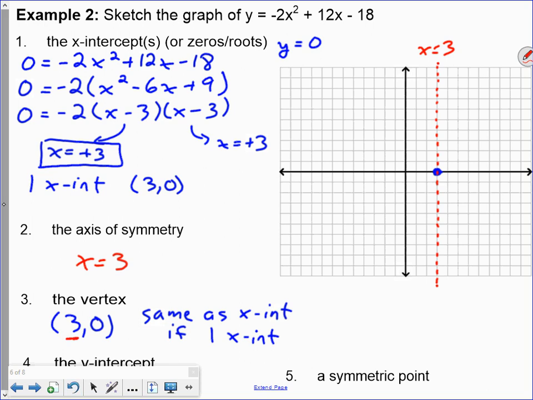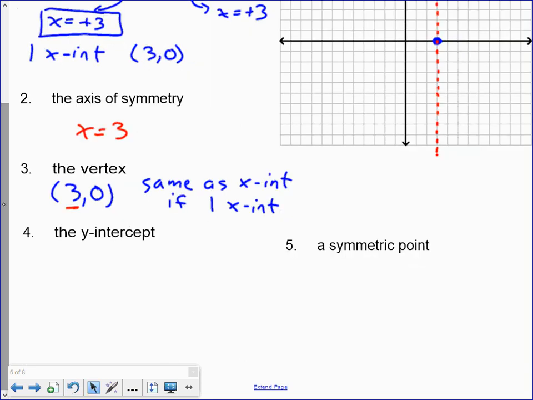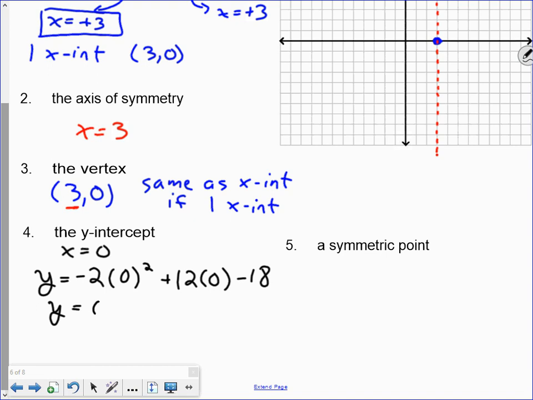Okay, so we need some more points in order to be able to draw our graph here. We can do the y-intercept the same way we did it in the last question. We know that our y-intercept is going to have an x value that is equal to 0. So we can just sub that x value into our equation. y equals -2x squared plus 12x minus 18. We'll sub in 0 and get our y value. 0 plus 0 minus 18. So y equals -18. So our y-intercept is going to be the point (0, -18).